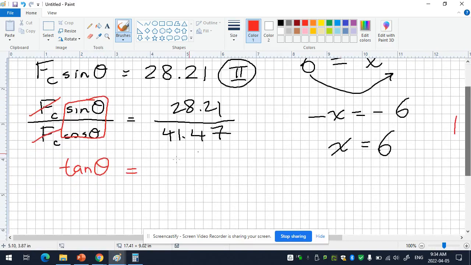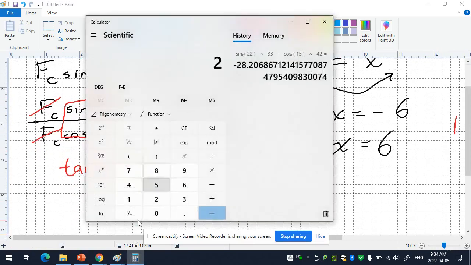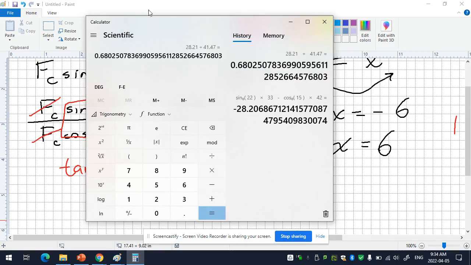So we just created a tan. So 28.21 divided by 41.47 is 0.6802.